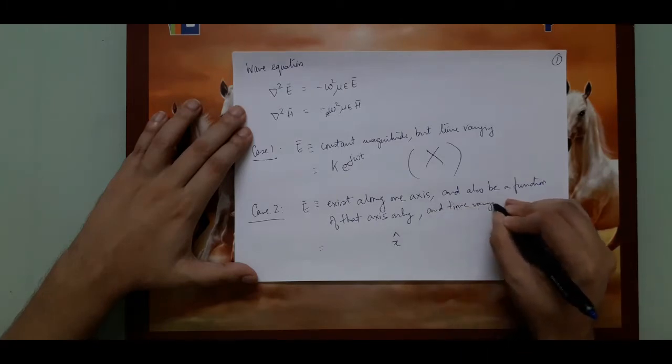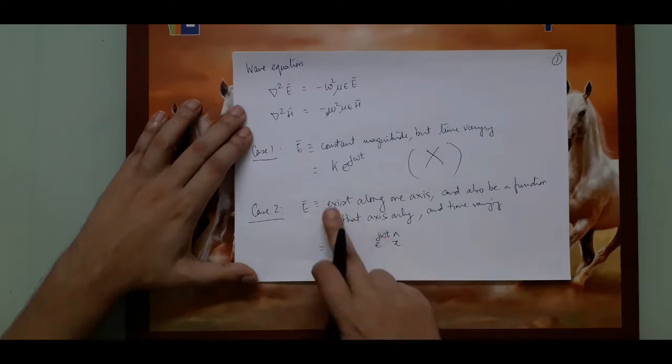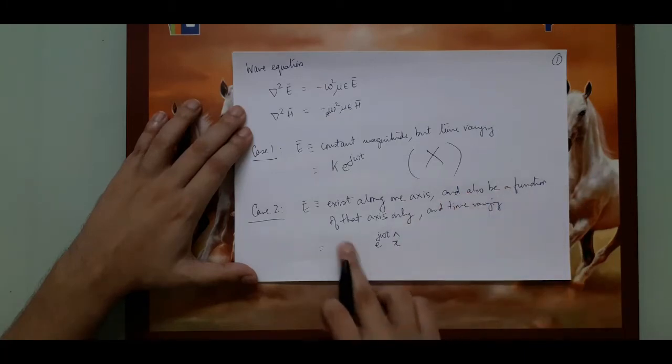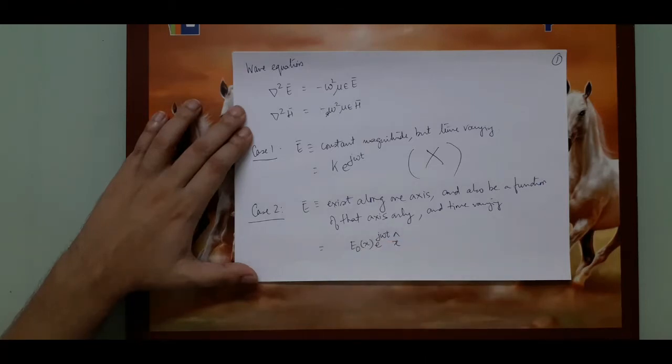We have established that time varying has to be there, without which we cannot have the fields. So this is there, and we said the E will exist along one axis, which is x, and also be a function of that axis. So let us say E is some function, let's call it E0 of x, which also exists along the x-axis. Now what do you think? Will there be a corresponding magnetic field along with this? No, there won't be.